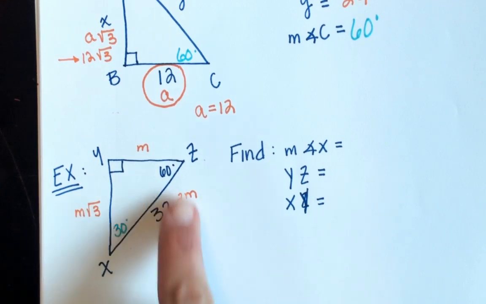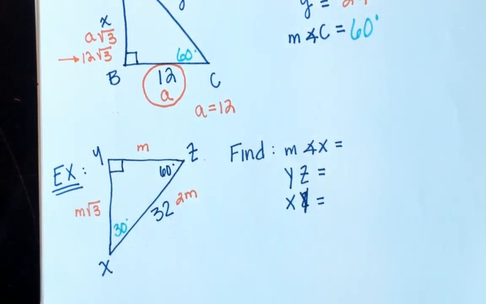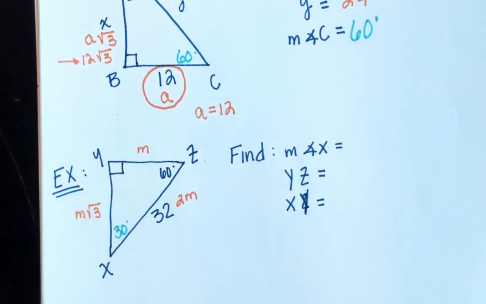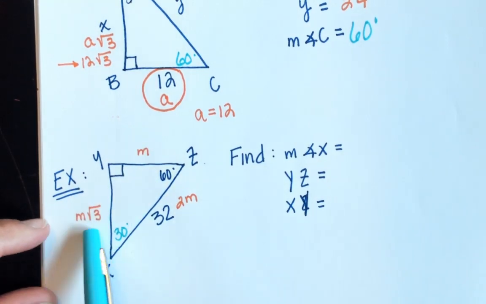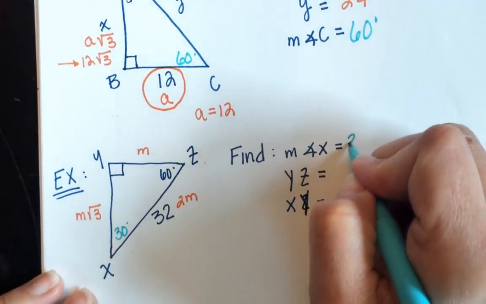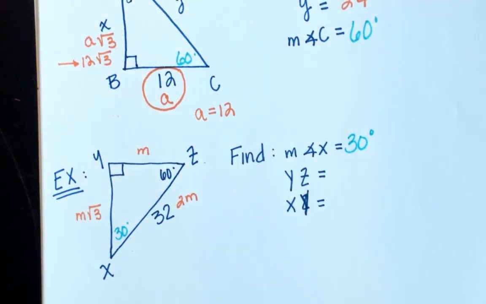Notice how I'm still using different colors so you can see your formula apart from all the other work that you're doing. Notice I also didn't use a radical 3 and 2a. Doesn't matter. It's a 1 to radical 3 to 2 relationship. So right away we knew that that other angle had to be 30 degrees.